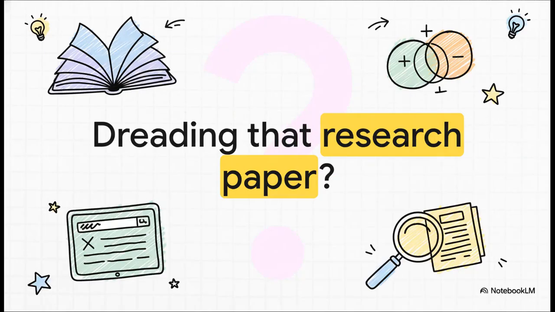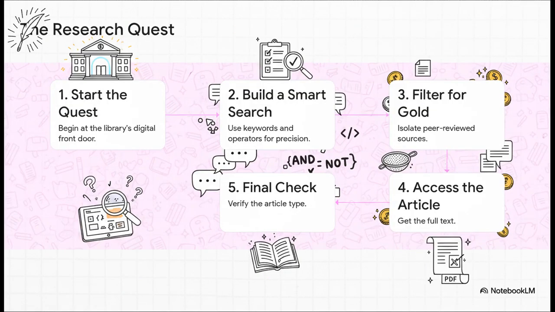You know the feeling, right? You've got a great topic, you're all set to write, and then you hit a brick wall. Honestly, sometimes the hardest part of writing a paper isn't the writing itself. It's just finding the right sources to back up what you want to say. But don't you worry, we're going to break this down into 5 super simple steps. Think of it like a map for a treasure hunt.